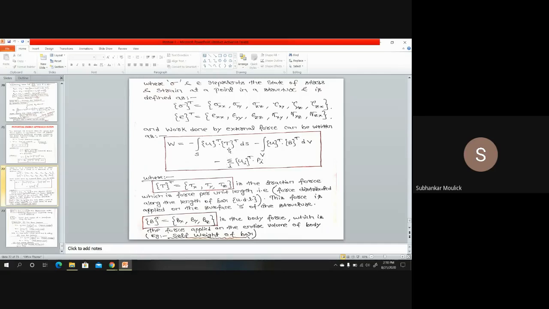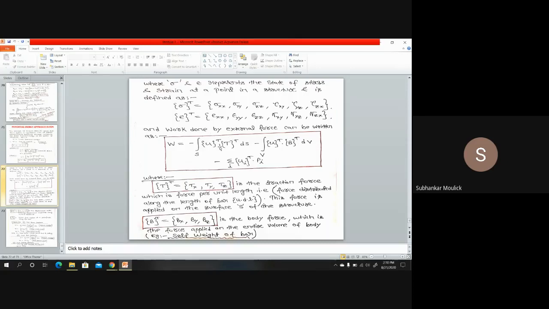Again, why have I written T transpose? Because it is a vector comprising tx, ty, tz. If that particular traction force is applied along the x-axis, you have to take the tx value. If it is applied along the y-axis, you take the ty value. If it is applied along the z-axis, you take the tz value. Fine. And what is the second term? The second integral, the volume integral of u transpose into b transpose into dV, is the external work done due to body force. This B is your body force.